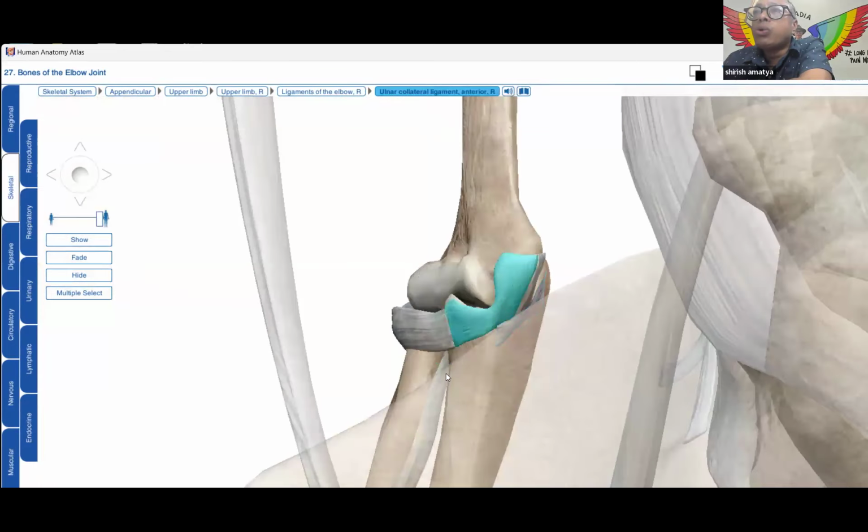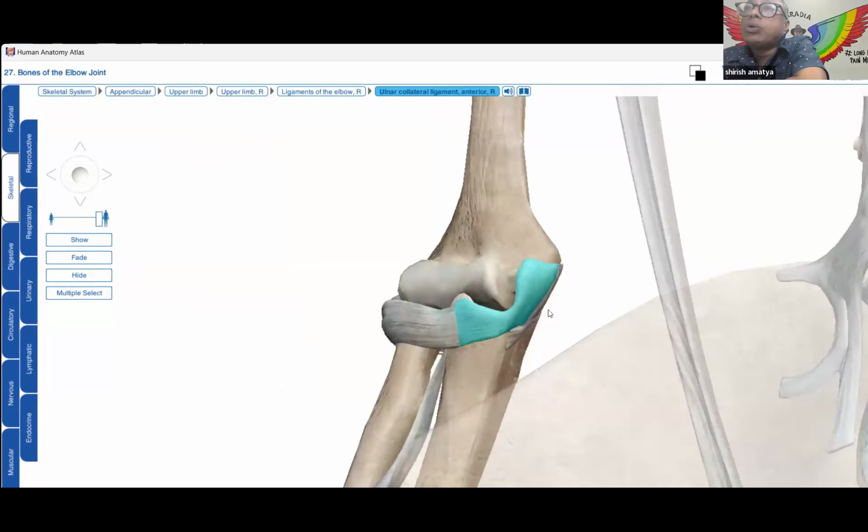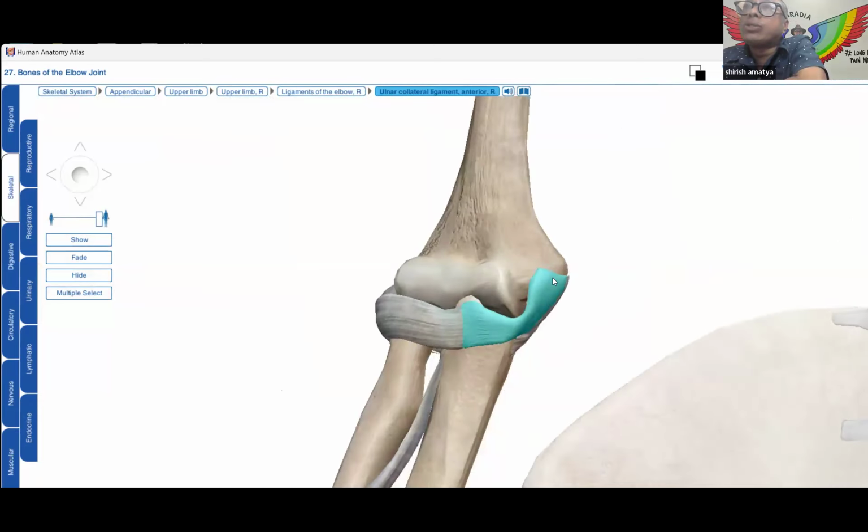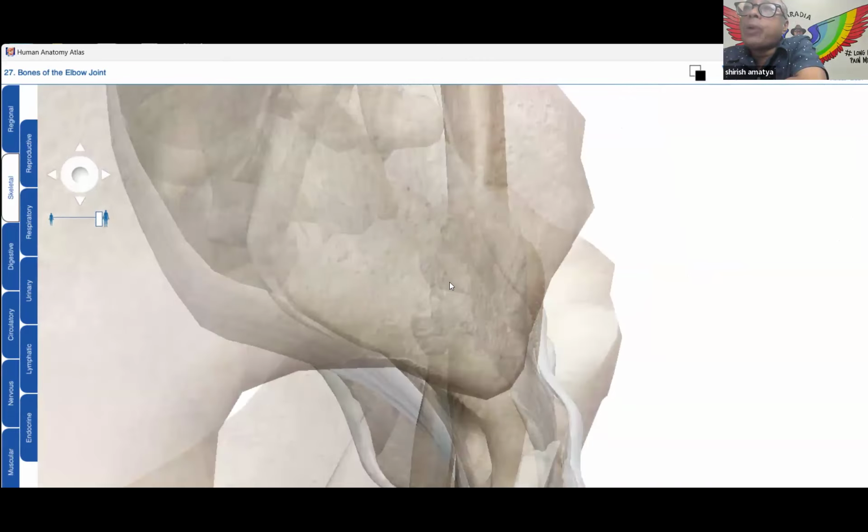So altogether it is known as the medial ligamental complex, and it is also known as the medial ulnar collateral ligament. So this as a whole is also known as the ulnar collateral ligament, or basically it has three parts: anterior band, posterior band.